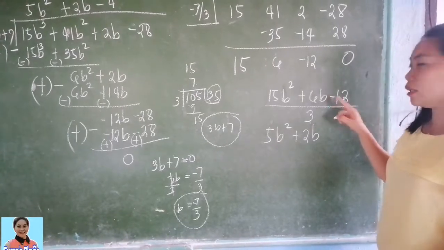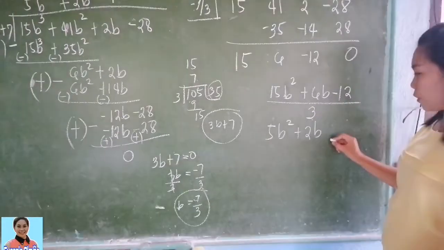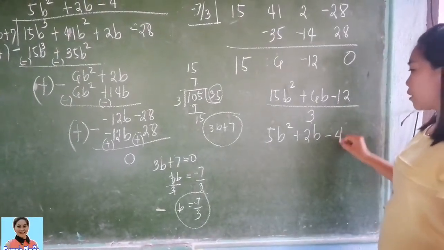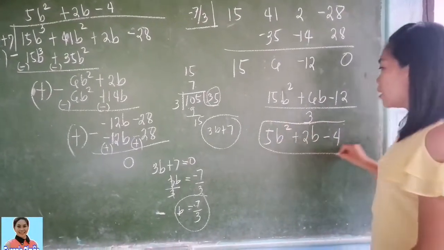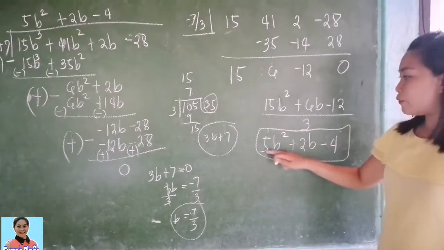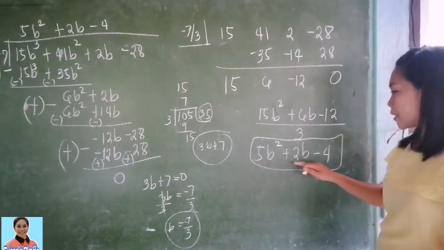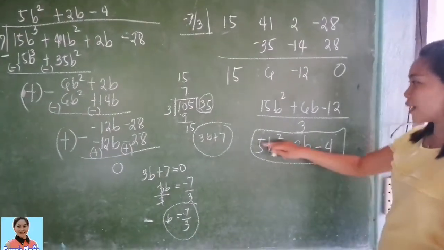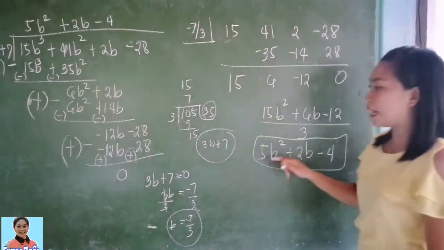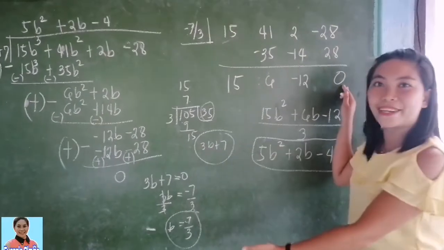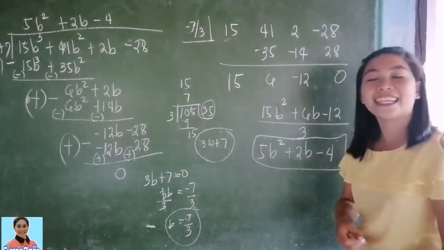Then, copy the variable. Negative 12 divided by 3, you have negative 4. Now, it is our final quotient: 5b squared plus 2b minus 4. Now, magkatulad na po sila and the remainder is 0. Diba? Ang saya lang po.